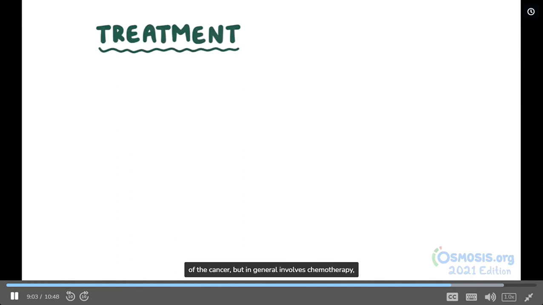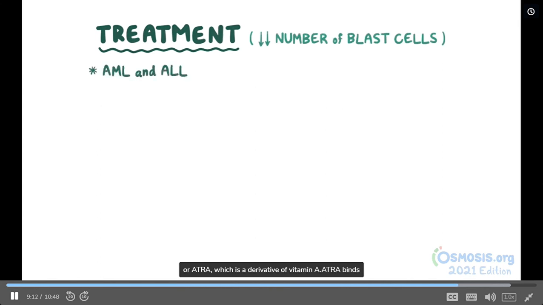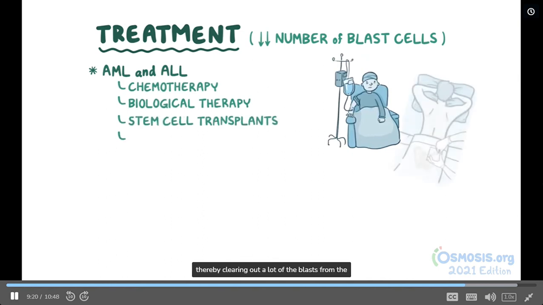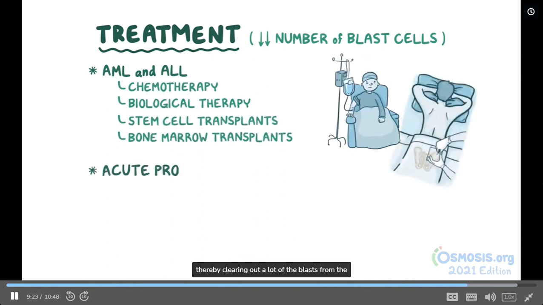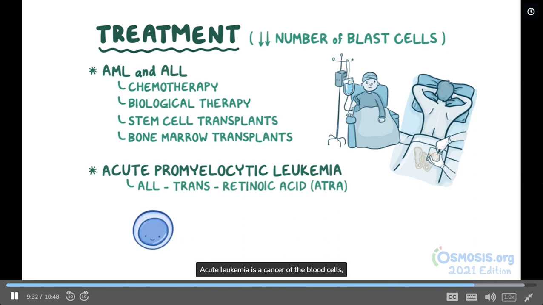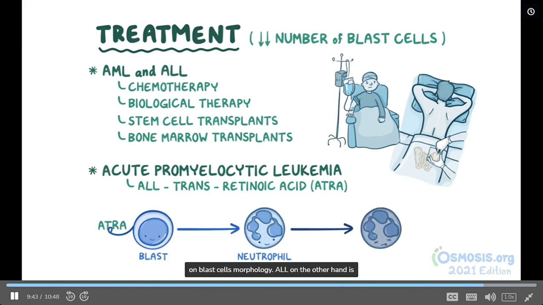Treatment of acute leukemia is mainly aimed at reducing the number of blast cells to allow the other blood cells to develop normally. Treatment of AML and ALL is based on the type and stage of the cancer, but in general involves chemotherapy, biological therapy, stem cell transplants, or bone marrow transplants. Acute promyelocytic leukemia can be treated with all-trans-retinoic acid, or ATRA, which is a derivative of vitamin A. ATRA binds to the disrupted retinoic acid receptor and causes the blasts to mature into neutrophils, which, like all things, eventually go on to die, thereby cleaning out a lot of the blasts from the blood.